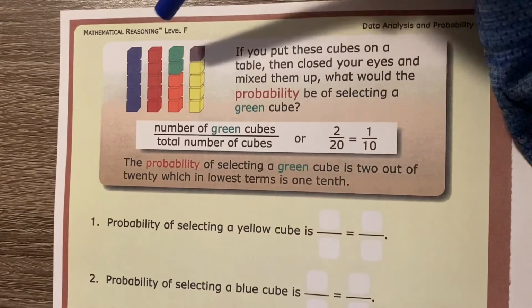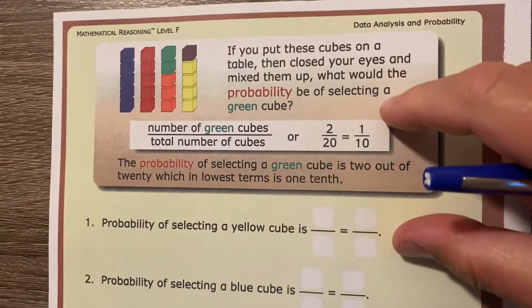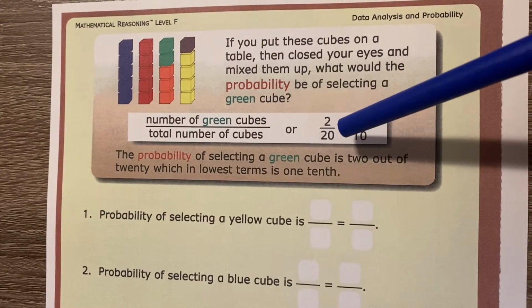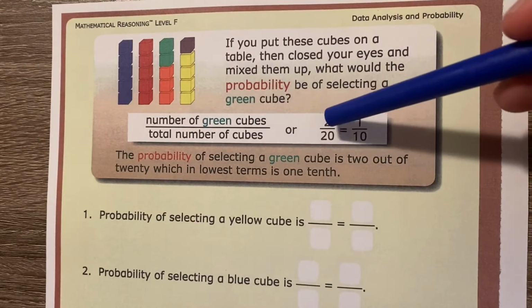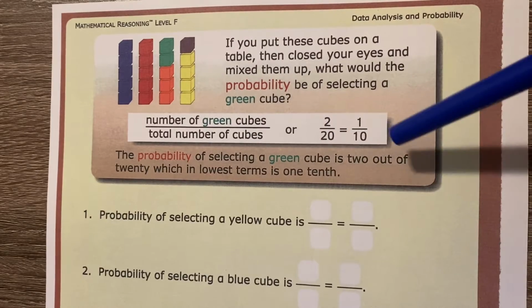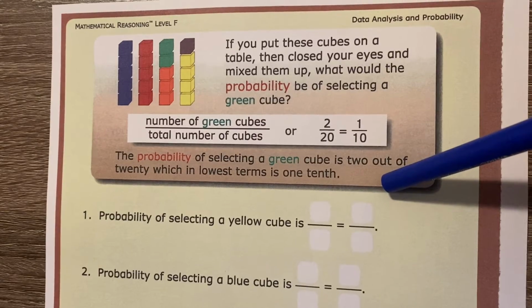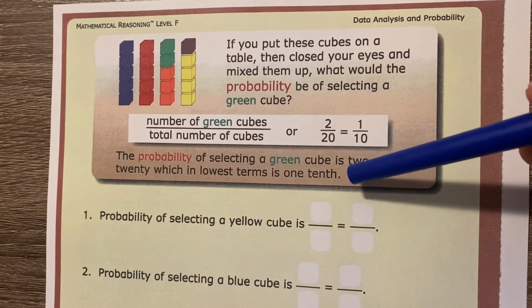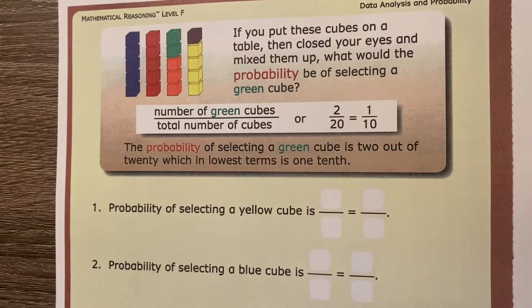And you can see over here that there's 2 green cubes. And if you added up all the cubes, there'd be 20. So you would say there's a 2 out of 20 chance that you're going to grab a green one if you close your eyes and pick the cube out of the bag. And then if you simplified 2 over 20, you would get 1 over 10. So right here it says the probability of selecting a green cube is 2 out of 20, which in lowest terms is 1/10. So they're just going to ask us some other questions about the cubes here.